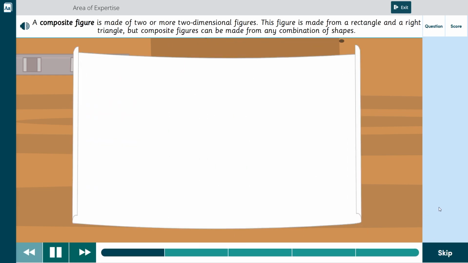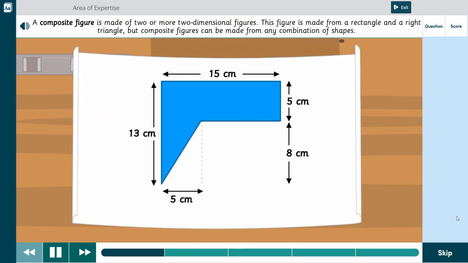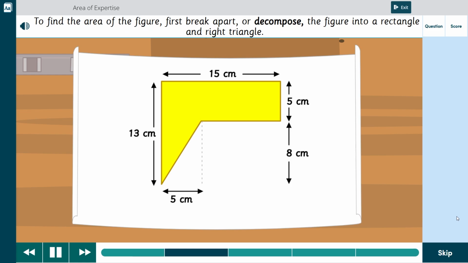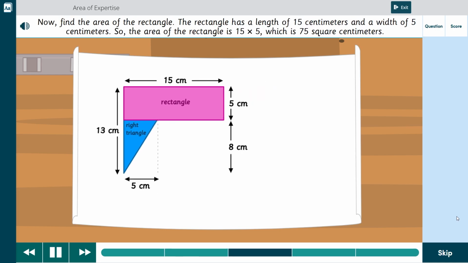A composite figure is made of 2 or more two-dimensional figures. This figure is made from a rectangle and a right triangle, but composite figures can be made from any combination of shapes. To find the area of the figure, first break apart or decompose the figure into a rectangle and right triangle. Now find the area of the rectangle.